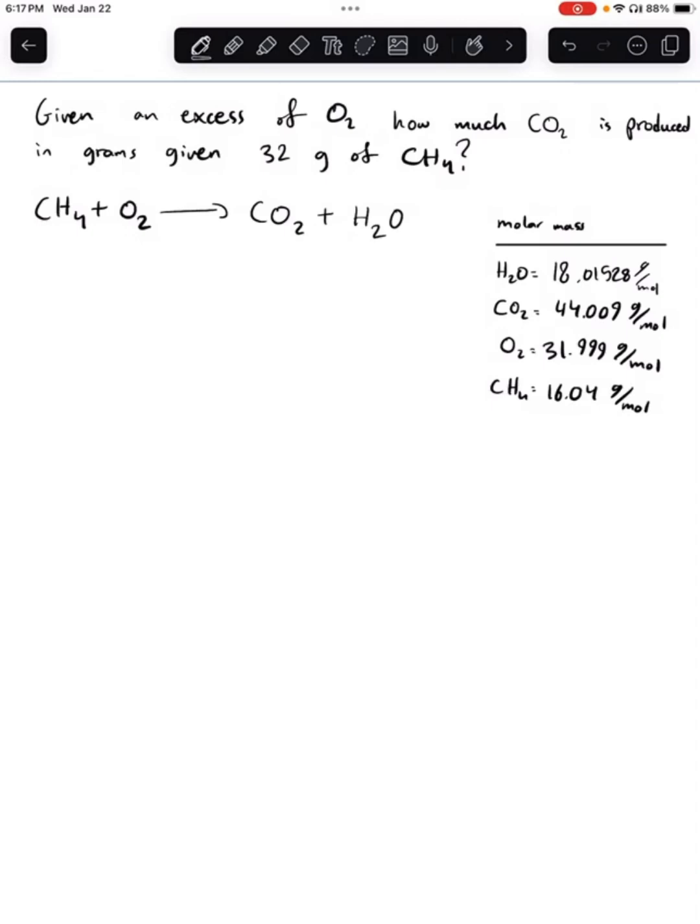On the reactant side, you have one carbon, four hydrogens, and two oxygens. On the right-hand side, you have one carbon, two hydrogens, and three oxygens. Now we have the same amount of carbons on each side, but we have a different number of hydrogens and a different number of oxygens on both sides. So we do have to balance this equation.